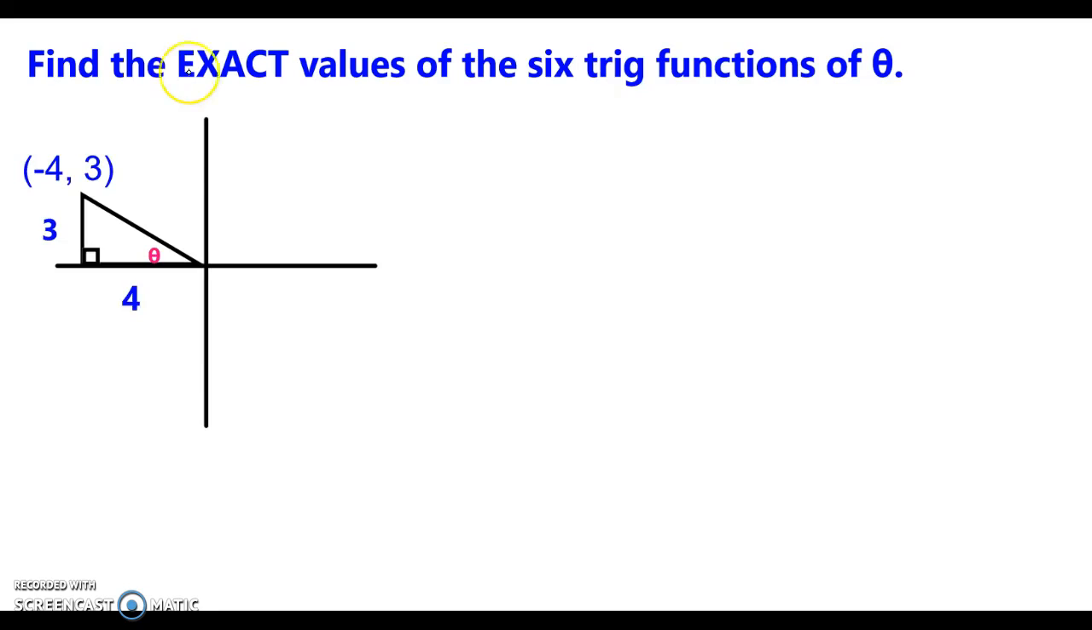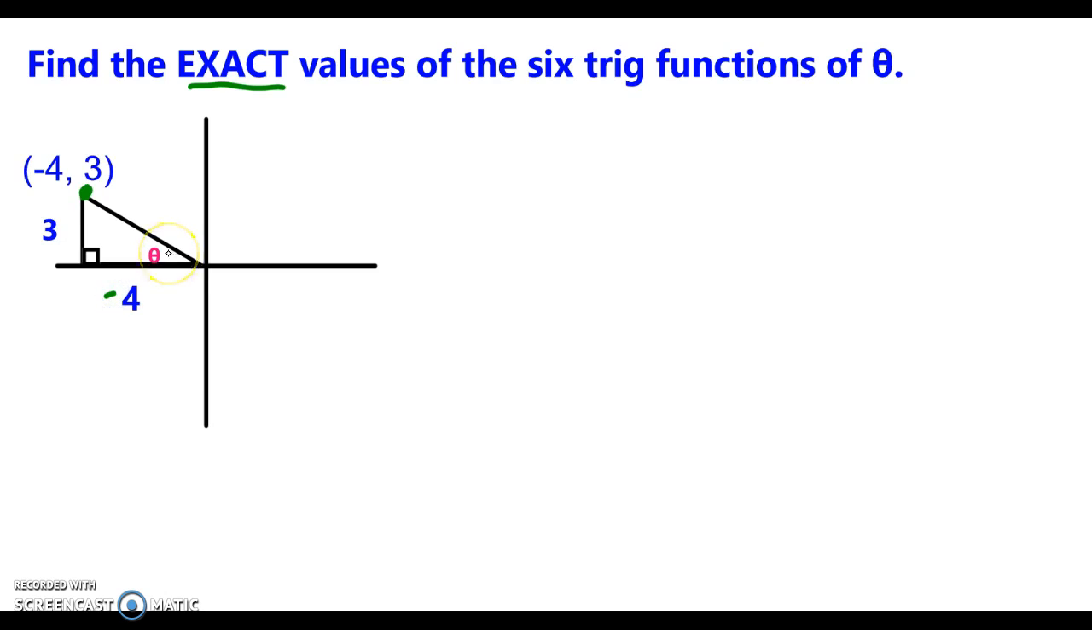Okay, find the exact values of the 6 trig functions of theta, and they give us a picture of theta with the following diagram. And this point right here is -4, +3. So we went 4 units to the left, and I don't think it really matters.